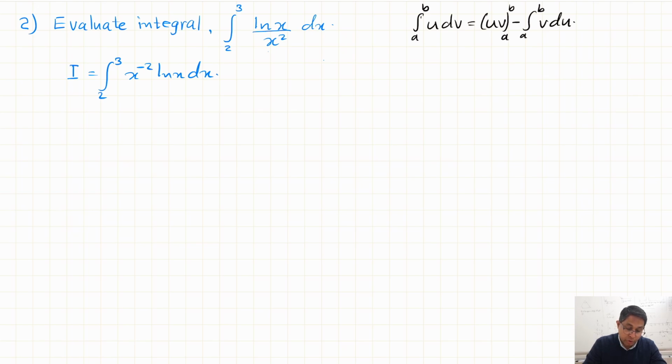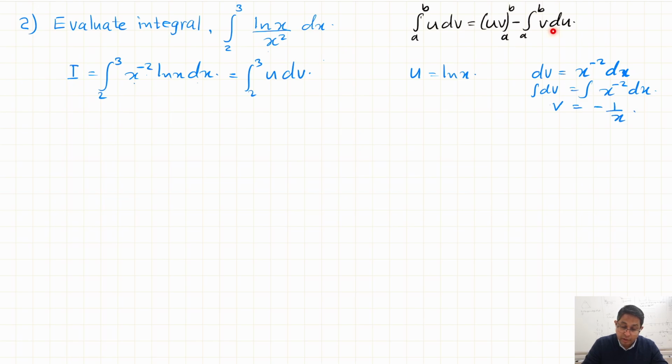Now what you have to do, you have to write this integration as the integral from 2 to 3 of u dv. We need to find u and dv. When you have ln x, always take ln x as u. Therefore, x^(-2) dx you can write as dv. You need function v. You can integrate this. That would give you v as -1/x. And you need du. Therefore, you have to differentiate: du equals 1/x dx.